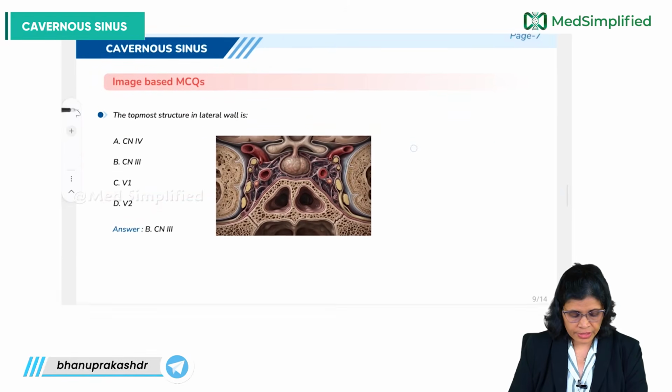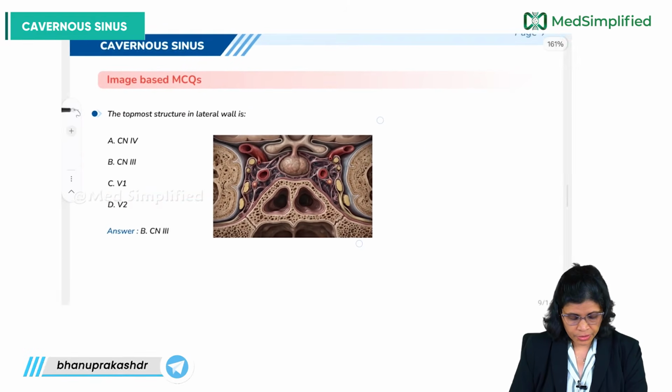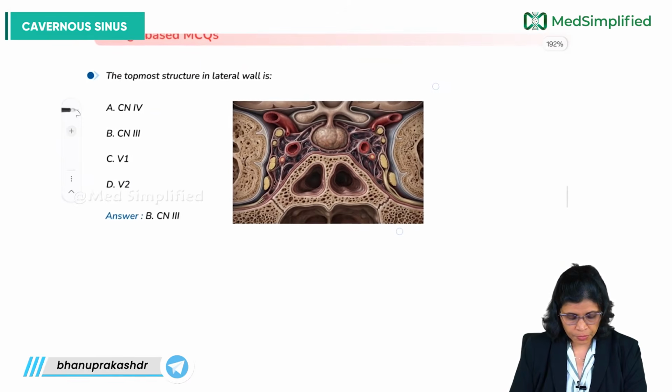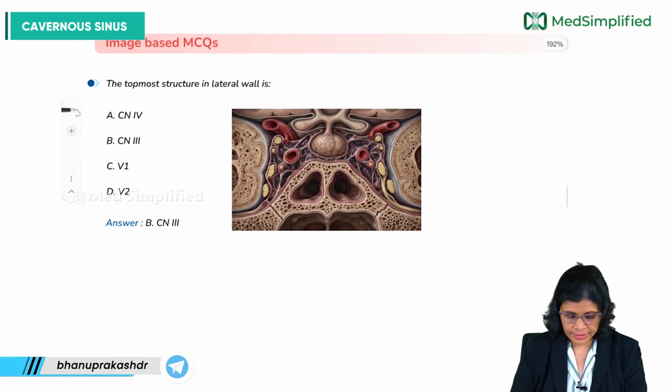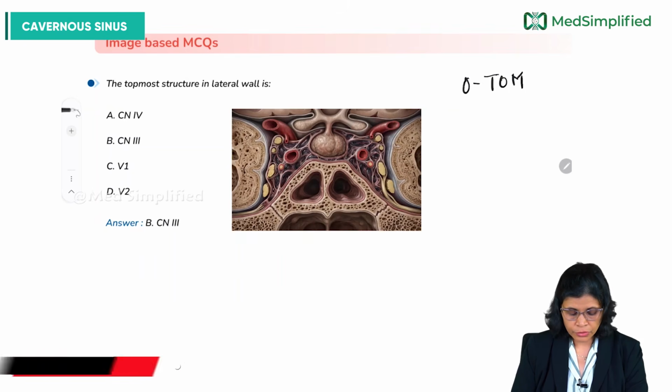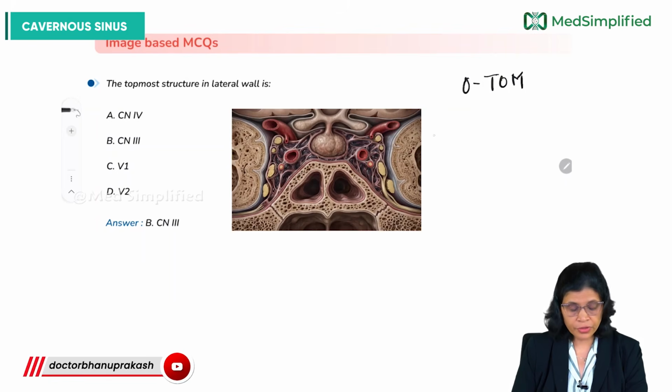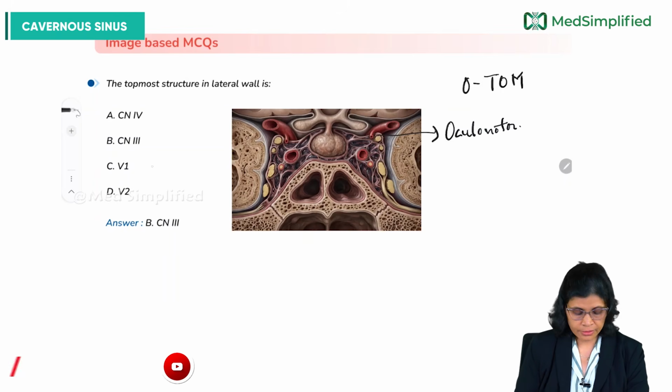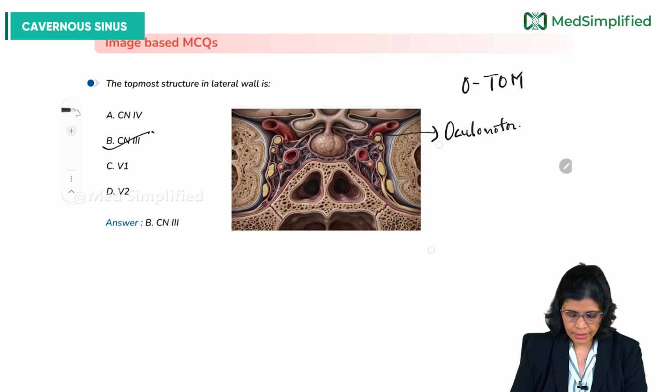So let's now solve some of the image-based MCQs. So here the topmost structure in the lateral wall is. So we know the lateral wall, how do we remember? We remember with the mnemonic O-TOM. So which is the topmost? O is for the third cranial nerve, that is the oculomotor. So which is the answer? So the choice B is the right answer.